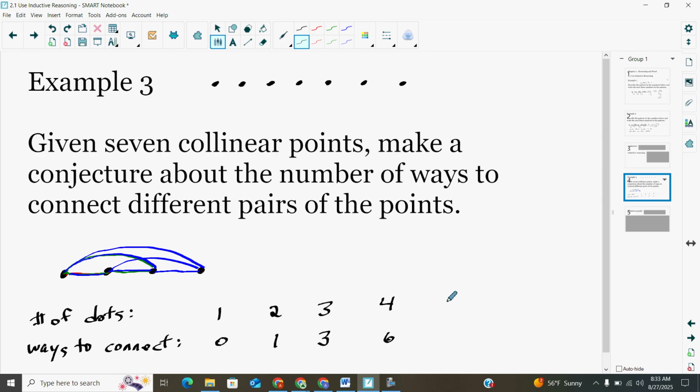All right, let's look at one more specific case. One more specific case with 5 dots. 1, 2, 3, 4, 5. Well, we already have those 6. 1, 2, 3, 4, 5, 6. And connect these 2, 7, 8, 9, 10. So we have a total of 10 different ways.